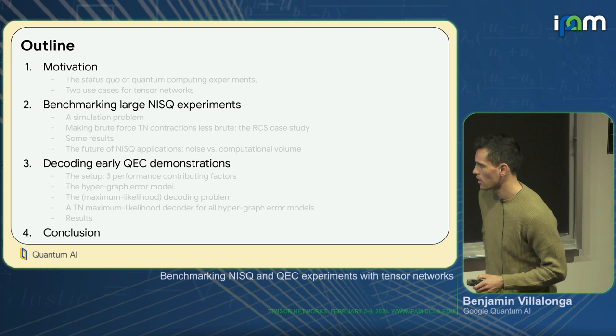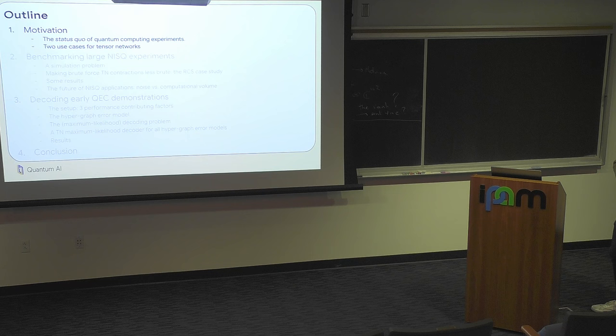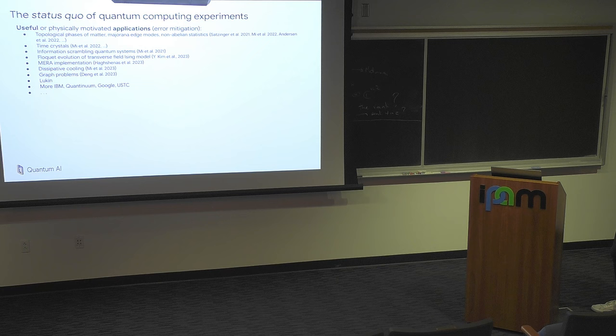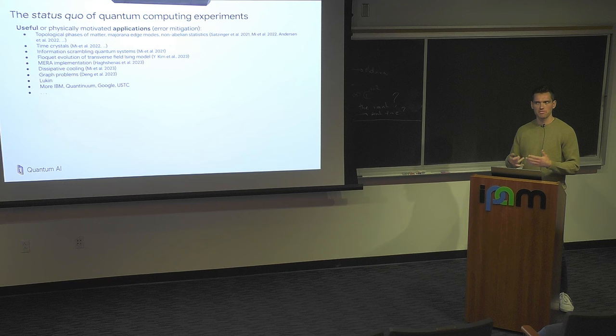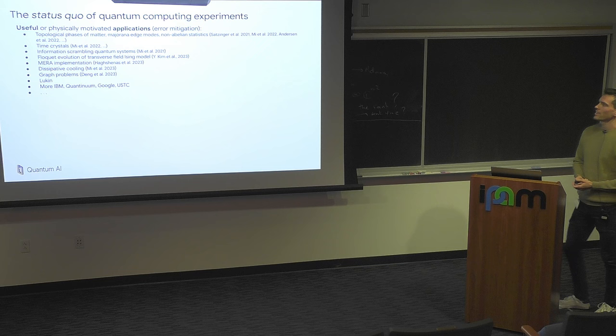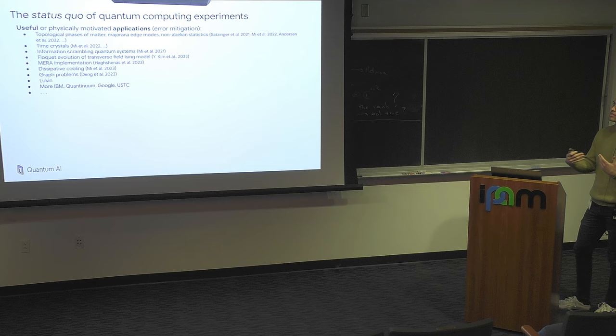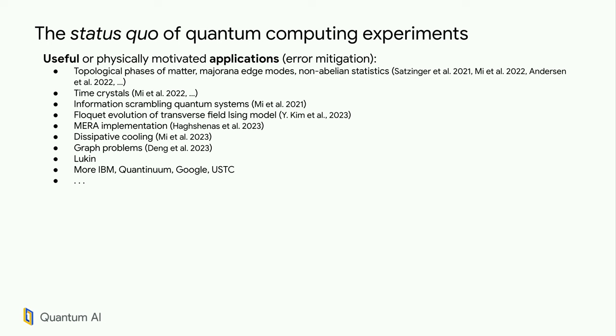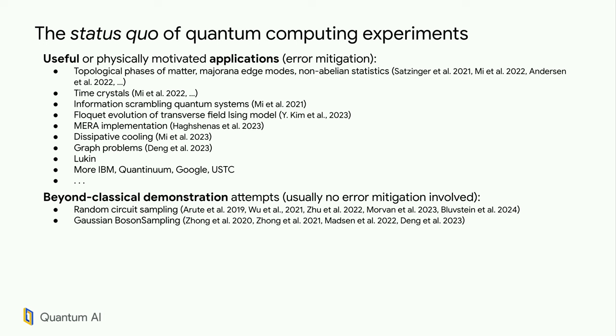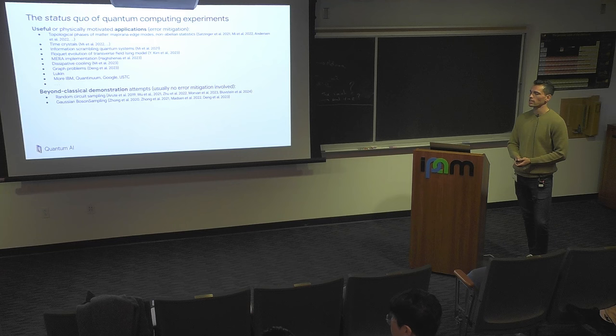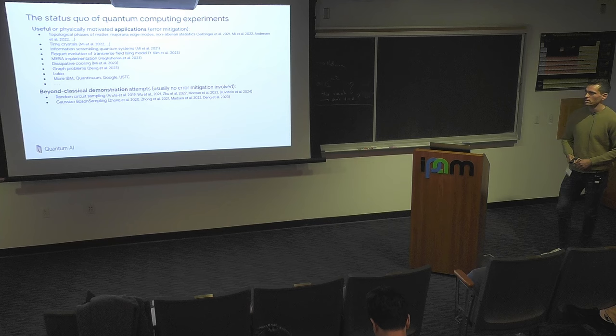All right, so let me get to the motivation. Let me talk first about the status quo of current experiments. Different companies, universities, labs, et cetera, now have platforms that are fairly big, still far from ideal, but fairly big. And we can think of carrying out experiments that have some use or some physical motivation to them. There have been many examples in recent years. Another flavor of experiments that some groups are interested in has to do with showing beyond-classical capabilities. So experiments that are natural to perform on the device, maybe without any error mitigation or definitely not correction, and they try to be hard for a classical competitor. We're not trying to find any useful application here, but just to show that in principle we're in a regime that we call beyond classical.